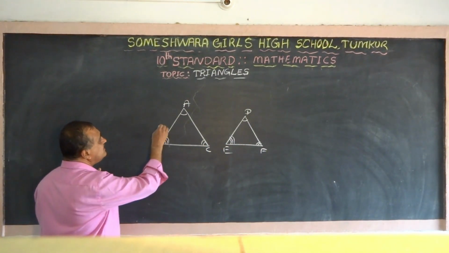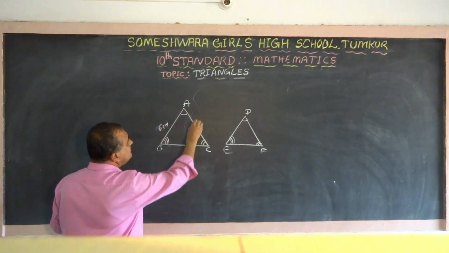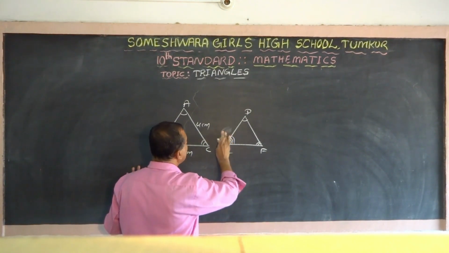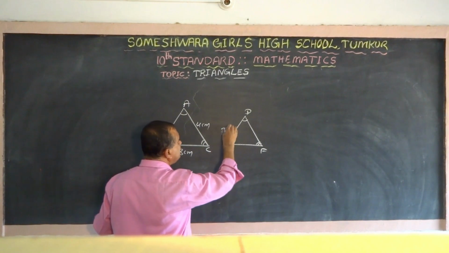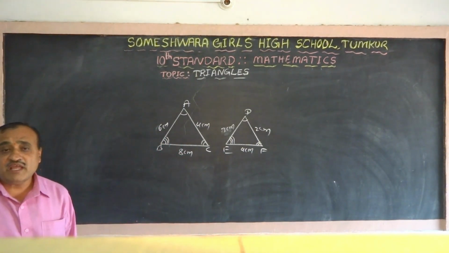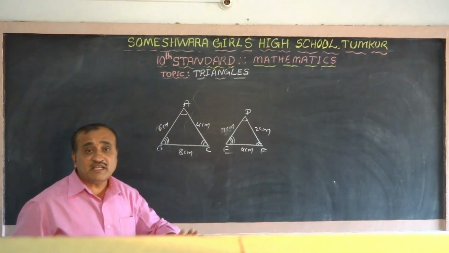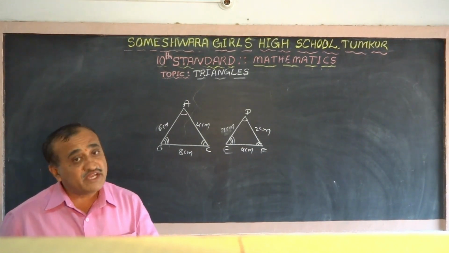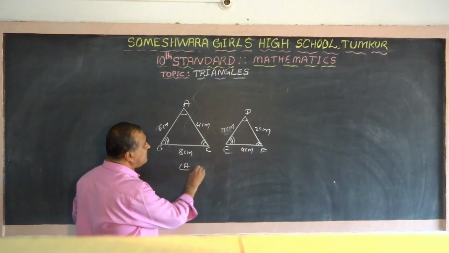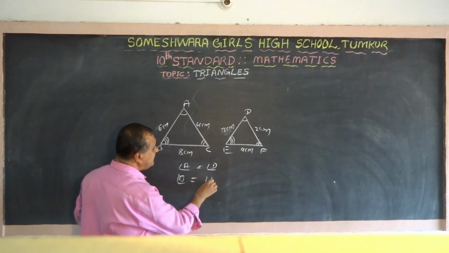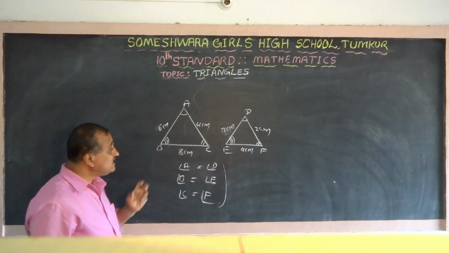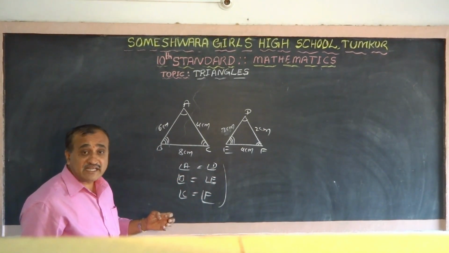Let us say this is 6 centimeter, this is 4 centimeter, and this will be 8 centimeter. This is 3 centimeter, this is 2 centimeter, and this is 4 centimeter. And we know how to verify whether these two triangles are similar or not. How do you verify? First say angles. Angle A equals angle D. Angle B equals angle E. Angle C equals angle F. They are equiangular.